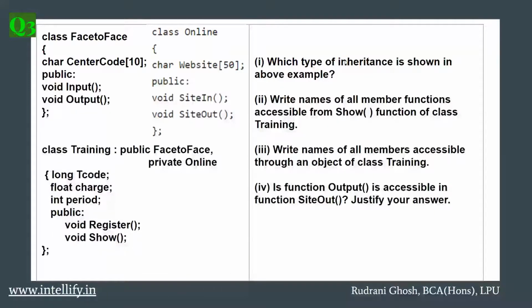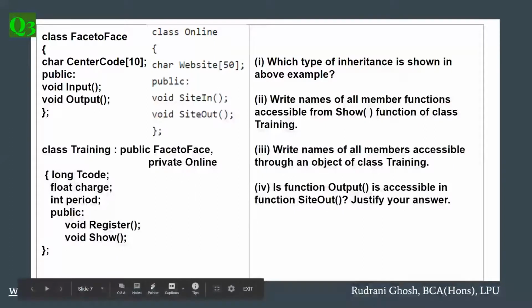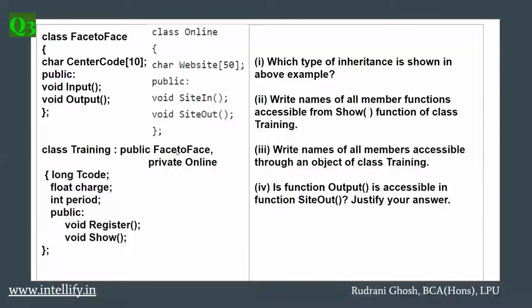The first question says, which type of inheritance is shown in the above example? So as we have discussed that we are deriving one class, that is training class, from two separate classes, face-to-face and online. This is an example of multiple inheritance. Second question, write the names of all the member functions accessible from show function of class training. In class training, we have this function called show.